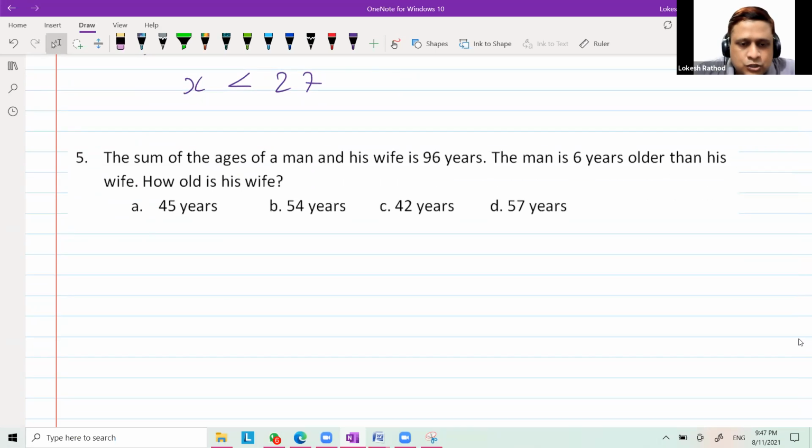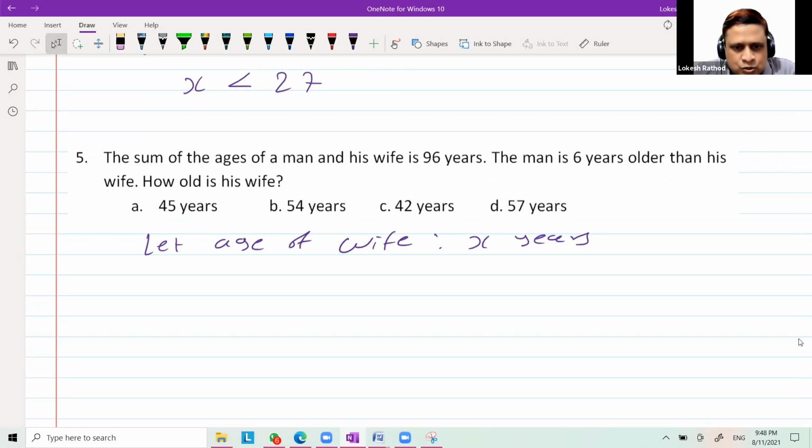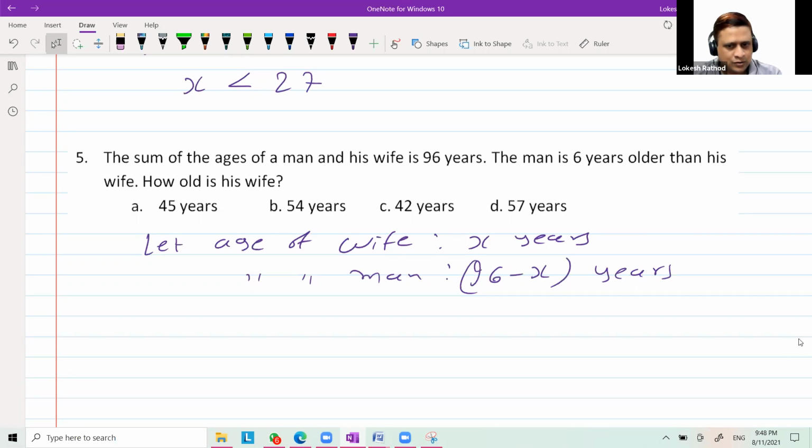So let's say age of man and age of wife. Okay, we need age of wife. So let age of wife be say X years. So age of man will be what? The sum is 96. So it would be 96 minus X. Are you getting this?